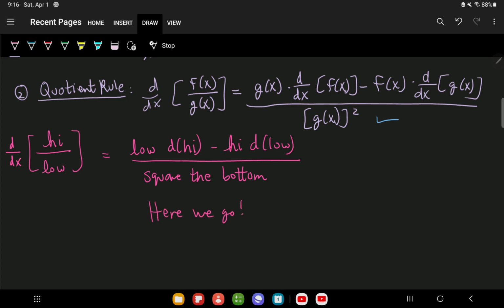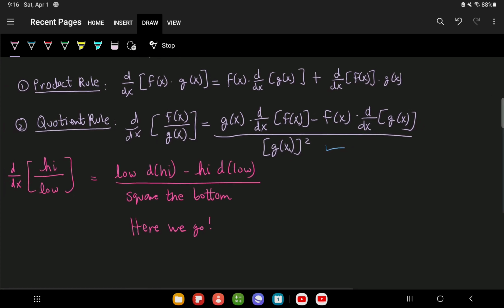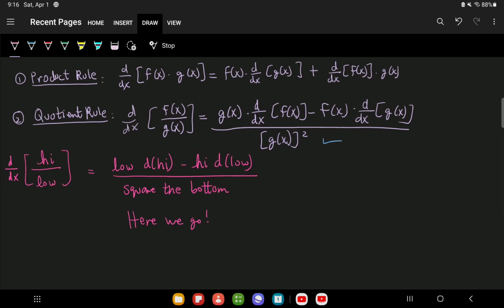Okay, so one more time. Low d high minus high d low, square the bottom, here we go. So whichever way you like better, you can go that way. And just recall, today we learned about the product rule and the quotient rule. In the next couple of videos, I'll show you an example of a product rule and an example of a quotient rule.